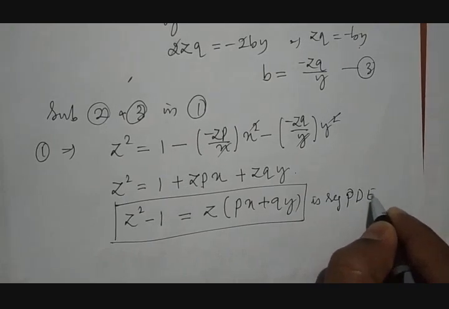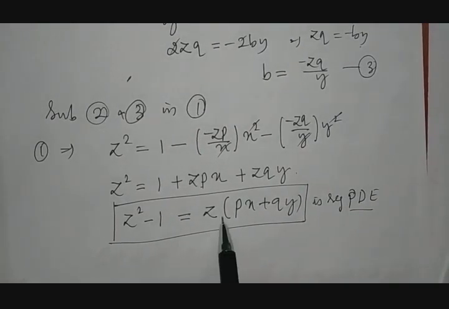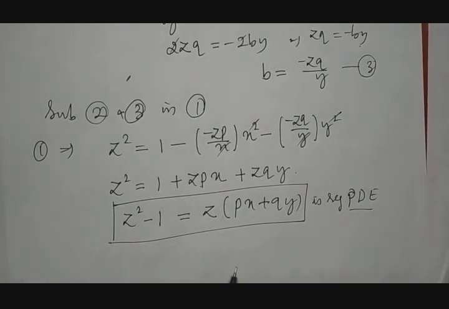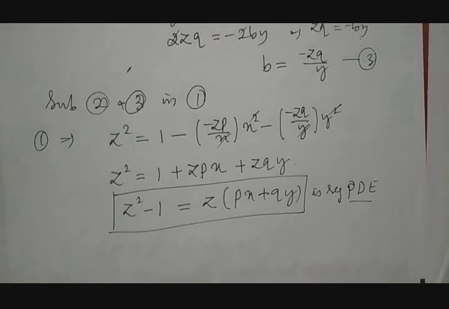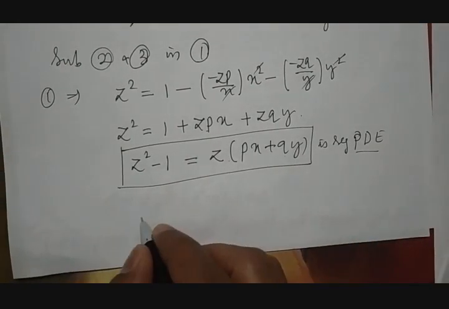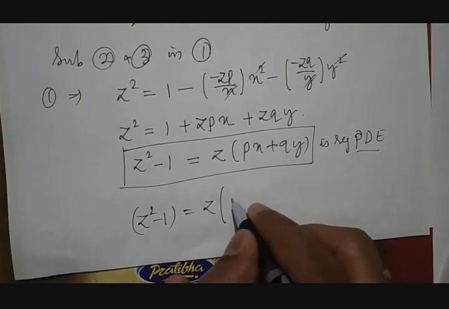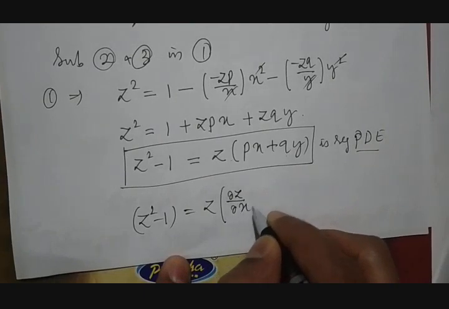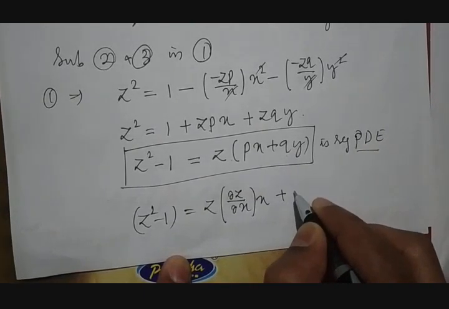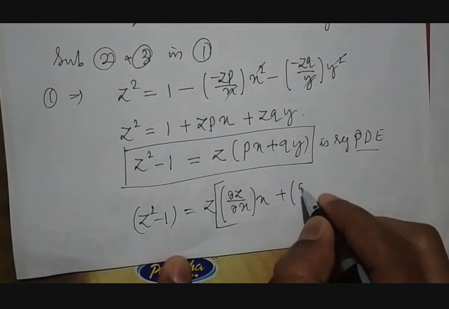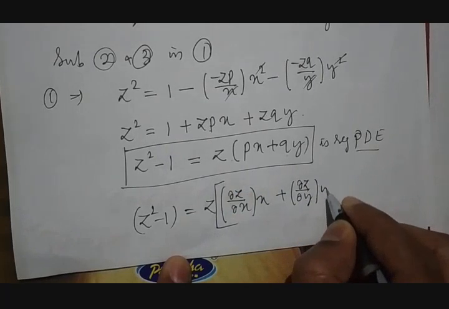partial differential equation. If you see this partial differential equation, it is totally free from arbitrary constants, and p and q are the notations taken in the beginning as dou z by dou x and dou z by dou y respectively. Even if you substitute those values, it becomes z square minus 1 is equal to z into p, which is dou z by dou x, into x, plus, z being the common term, q, which is dou z by dou y, into y.